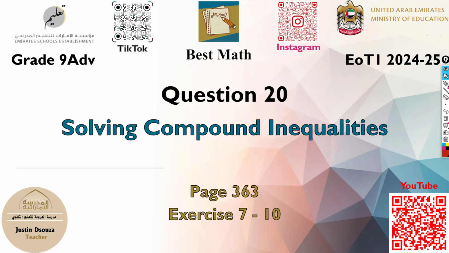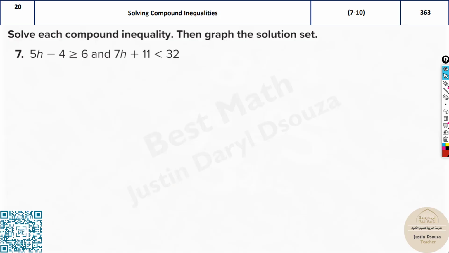The final question in the writing part, question number 20, is solving compound inequalities. Here we have been given two inequalities to solve. Compound means more than one inequality, and we have to graph the solution set. Very important is whether it is "and" or "or". We will see both types of questions.